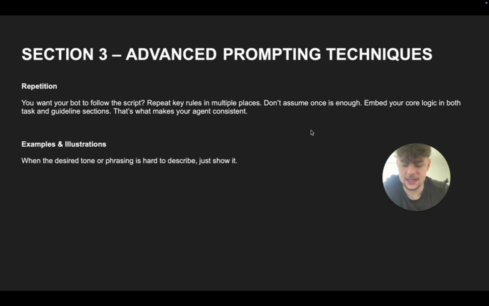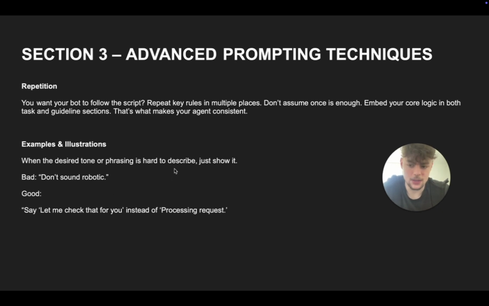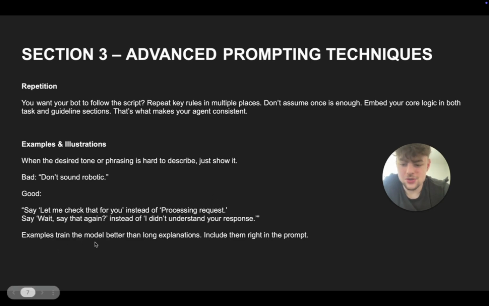We've also got examples and illustrations. When the desired tone or phrasing is hard to describe, just show it. This is what I meant by giving good and bad examples. Bad: don't sound too robotic. Here's a good example: say, let me check that for you, instead of processing requests. Say, wait, say that again, instead of, I didn't understand your response. It's just making sure your bot actually sounds like a human, because no human says processing request, and if they do, they just sound like an AI. Examples train the model better than long explanations. Include them in the right prompt.